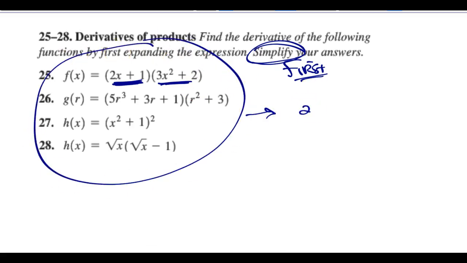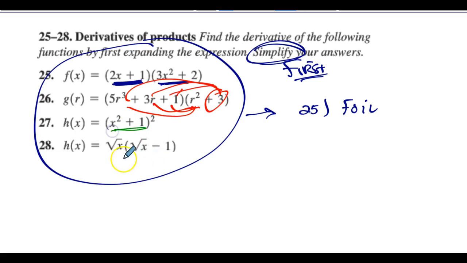For example, for number 25, you can FOIL that thing out first, multiply it all out, and then take the derivative. And then for number 26, you distribute the r squared to every term, and then go back and distribute the 3 to every term, and multiply, stack, and add. And this one you FOIL out, and this one you can multiply too. So you don't always have to do the product rule, which we're going to learn in the next video. In fact, this slide is really important because it's reminding you that we want to simplify these things before we have to do the product rule.